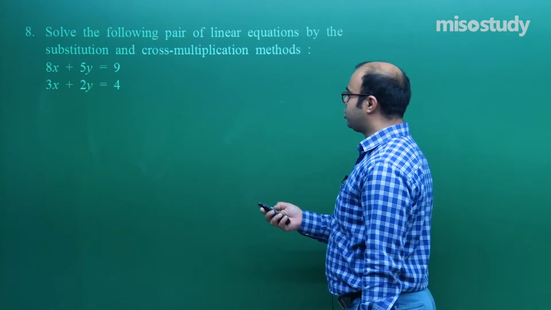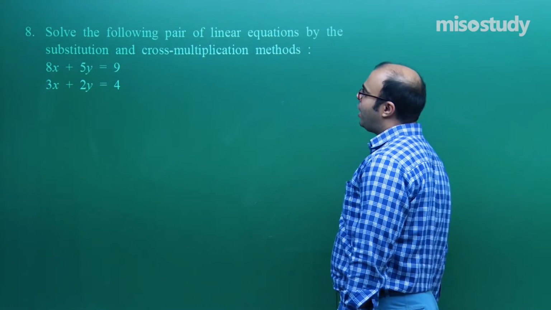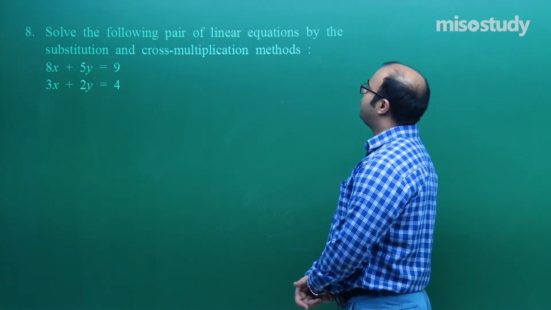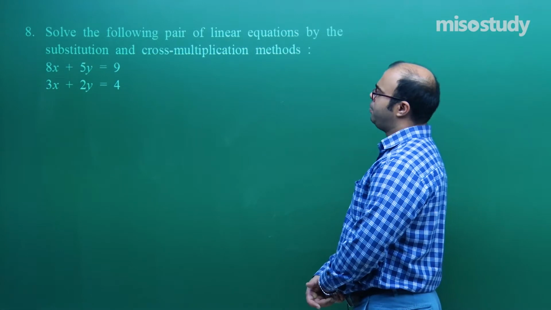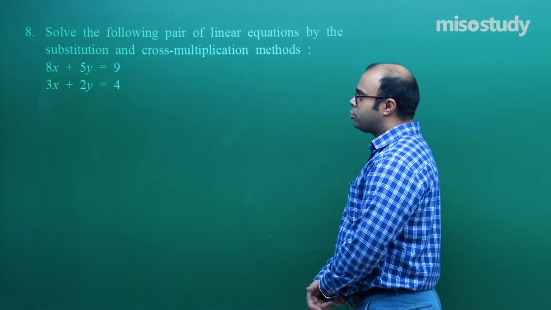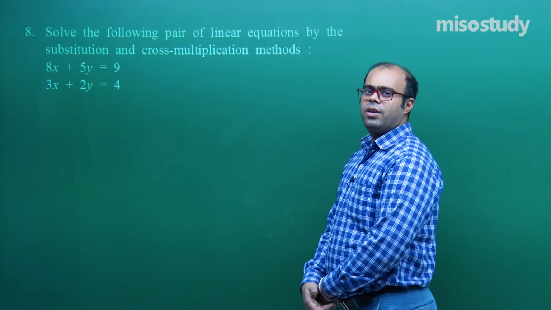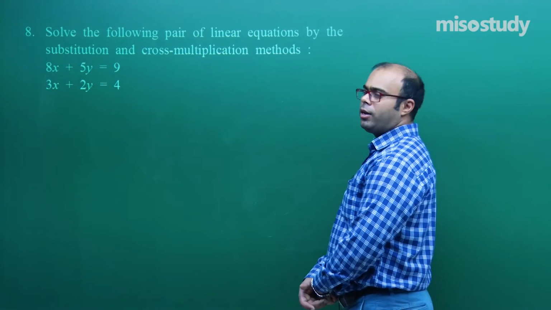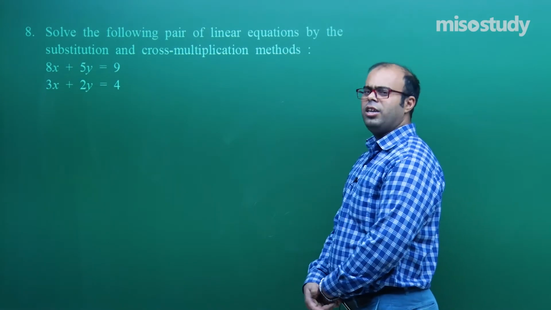Let us come to the next question, the 8th question, which is again of 4 marks. Solve the following pair of linear equations by the substitution and cross multiplication methods. You will do it by substitution, as we have done in the previous 2 questions, and cross check. So let us do it by cross multiplication.